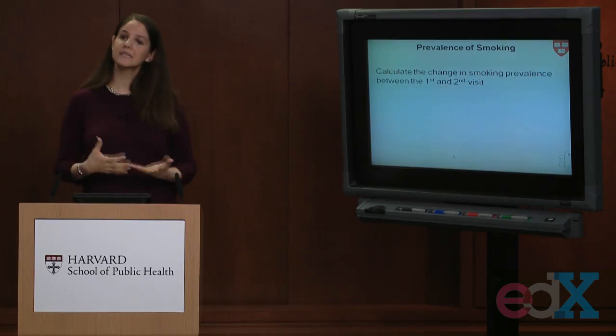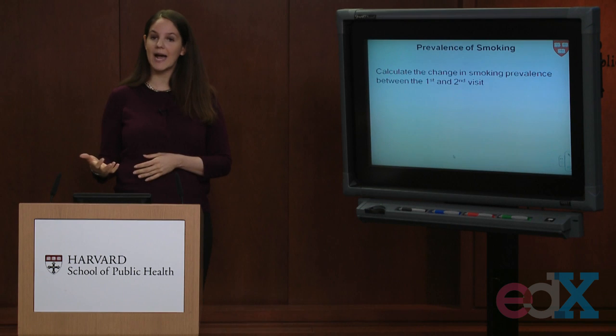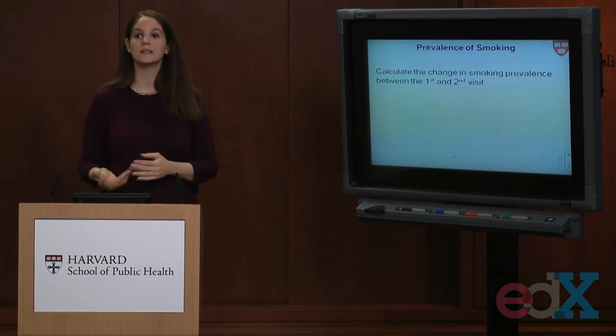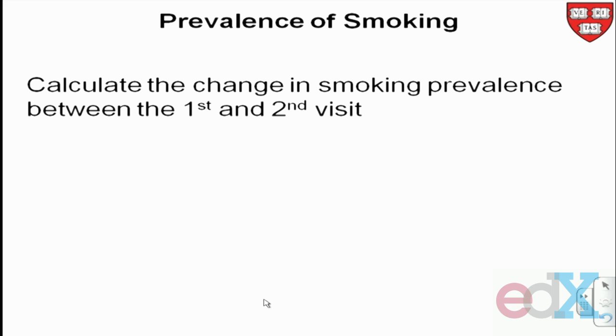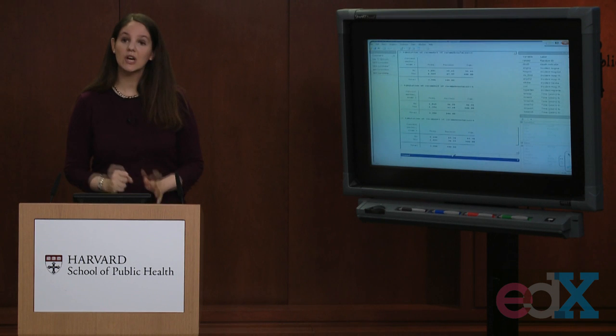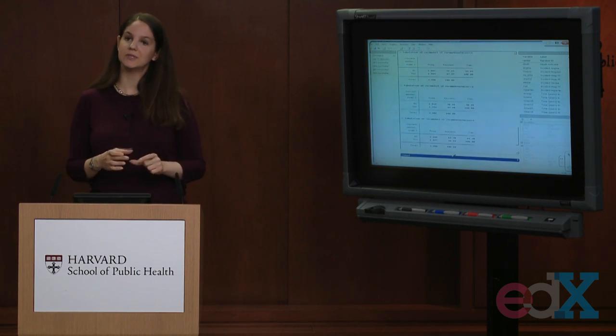A final option may be that people who are smokers just decide not to participate in subsequent visits even though they're alive. So the next thing we'd like to do is evaluate whether perhaps the reason why the prevalence of smoking is declining over time is because there's a change in smoking status between visits 1 and 2. So we're going to go into Stata and create a 2x2 table to cross-classify smoking status at visit 1 and smoking status at visit 2.